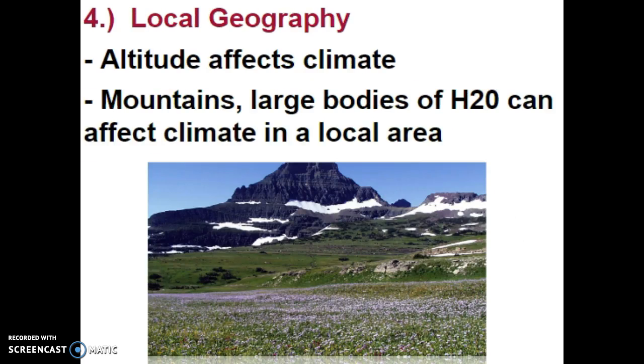And of course, local geography can affect climate as well. Altitude is one of those factors that can affect climate, as well as mountains or large bodies of water. So the climate in an area near these things can be very specific, whereas outside of the mountain range or very far from the body of water, the climate can be very different.